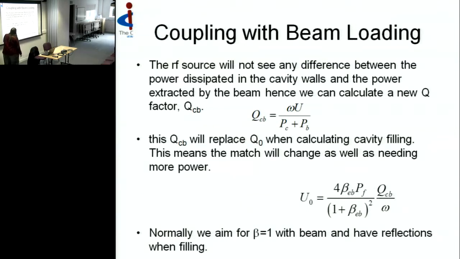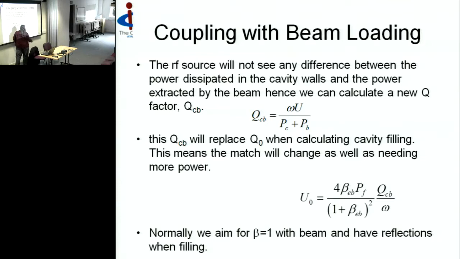So now we can define a new Q factor, which I call QCB, which is omega U over the power loss in the cavity walls due to ohmic heating and the power loss in the beams. And then you can work out your loaded Q factor by including QE in it, and you can plug that back into the steady state equation.